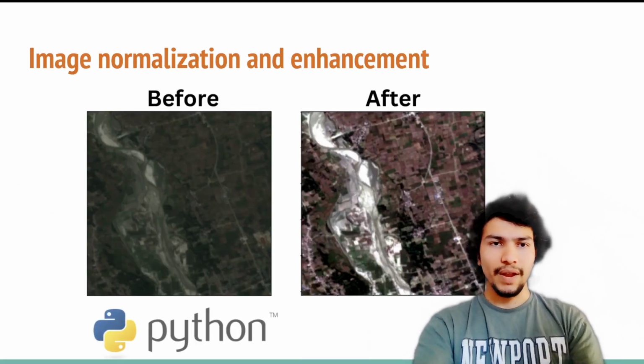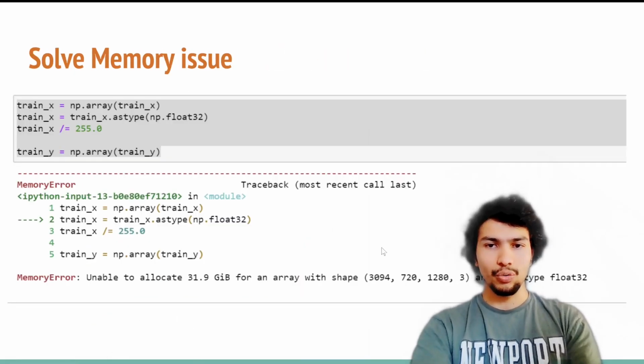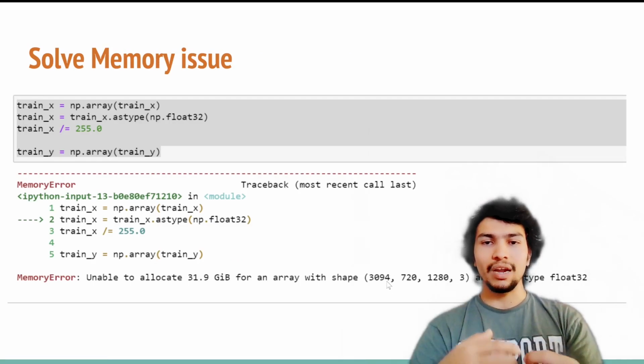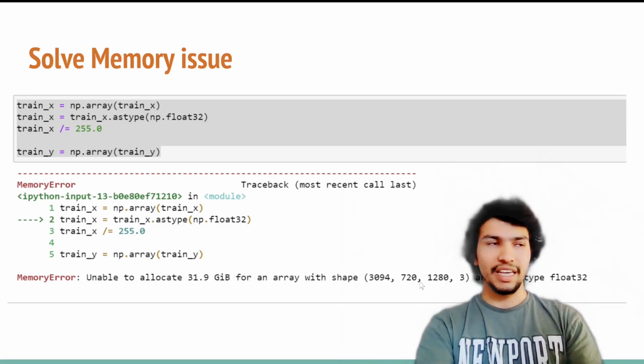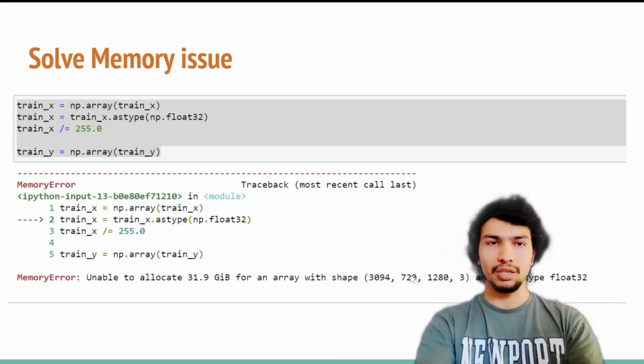So instead of reading all the images, which is 3094 images at the same time, we are just loading 8. But don't worry about this array size, because in our actual case the array size will be different than here.